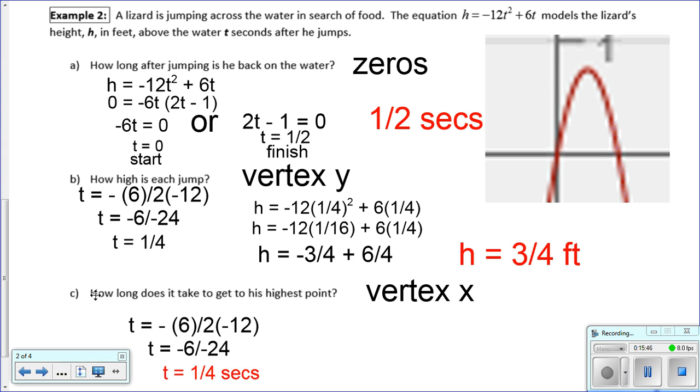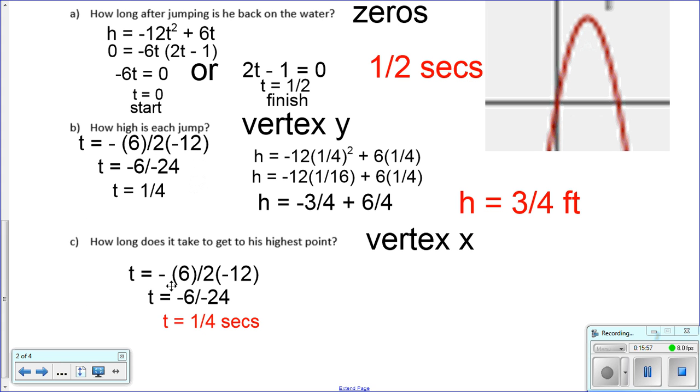Now here, C asks how long did it take to get to the highest point? Well, we already found that out. That's the x value of the vertex. So literally, it's right here. The negative b over 2a, so negative 6 over 2 times negative 12 gives me negative 6 over negative 24, 1/4 seconds. That's how long it took. Okay?